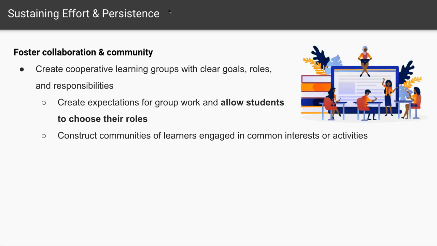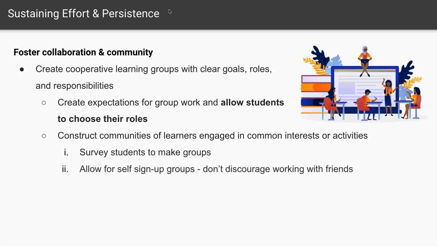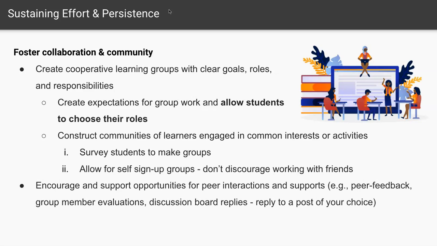And this may be a chance for you to create a more engaged learning group than you otherwise would have had you done randomized groups. So like I'm saying, survey students, make groups, or allow for self-sign-up groups. And don't discourage working with friends because that could really help people, especially if they're living together as roommates, or if, again, they have common interests or their schedules just work out, or if they really just enjoy working together and can collaborate in a comfortable way.